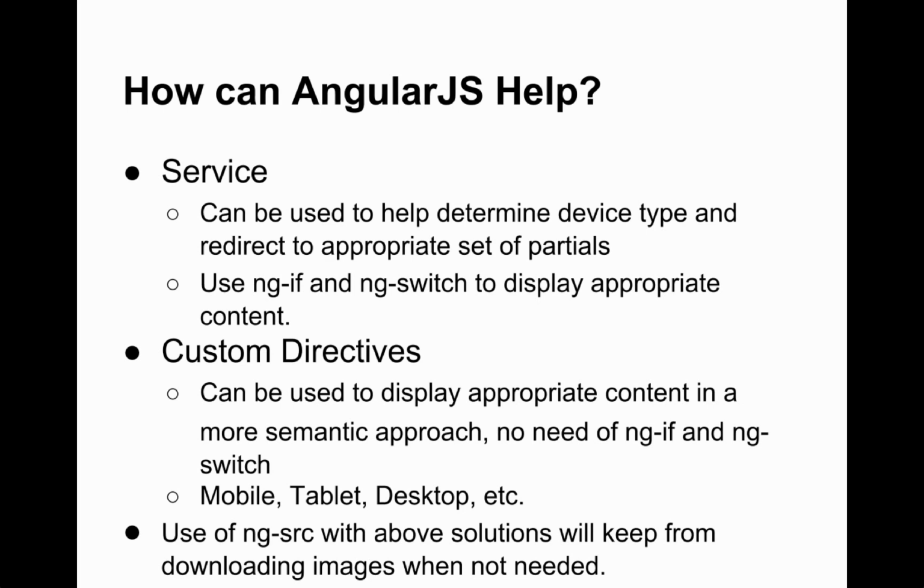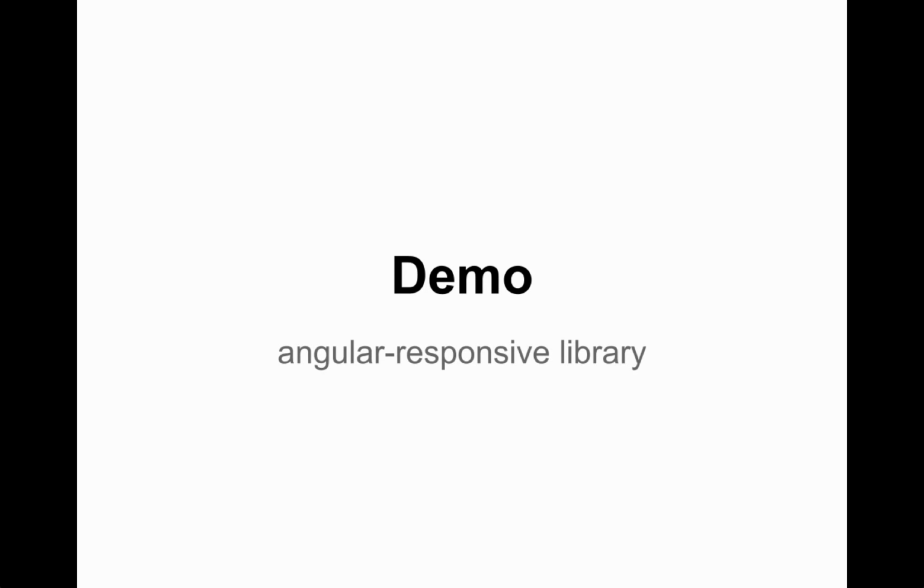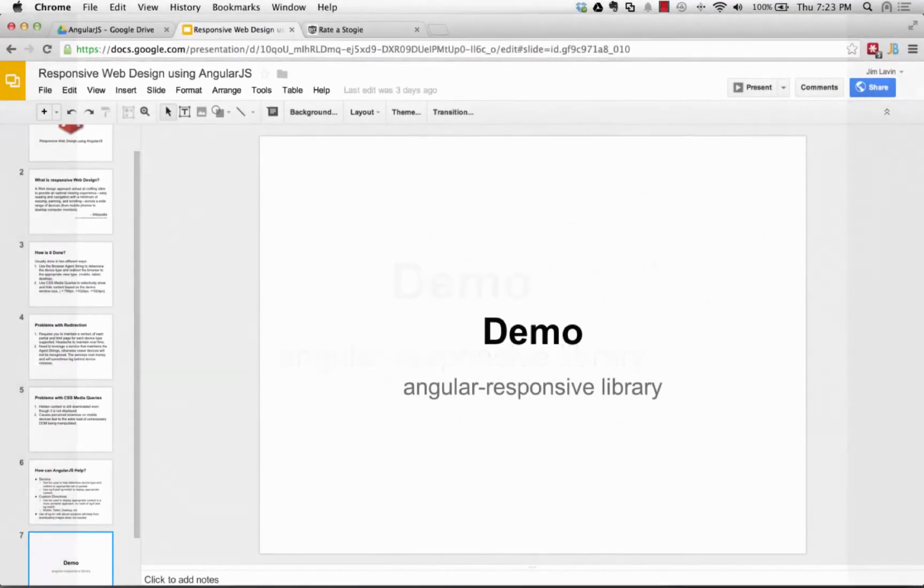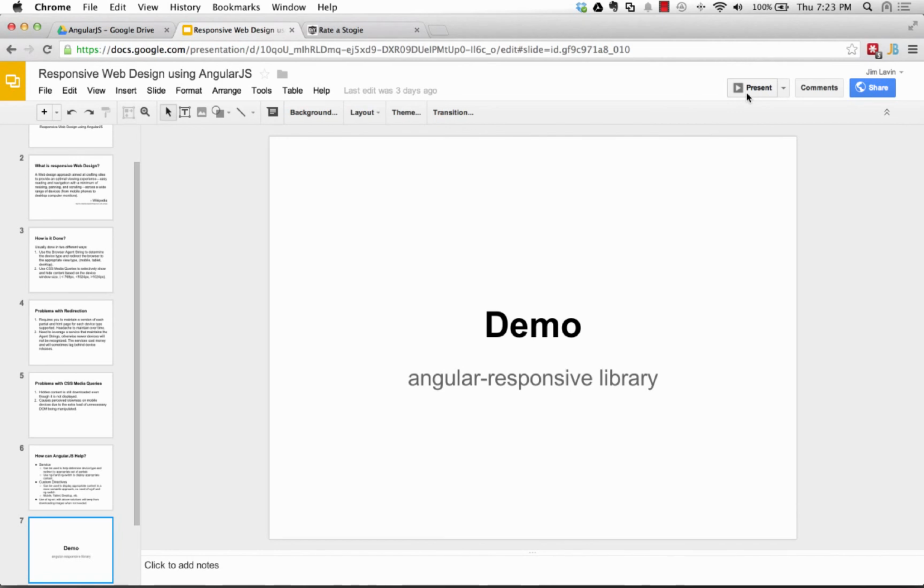So I'm going to go through two different versions. The first one is the redirect using a service, and we're going to feed that into our route configuration. At the time we set up our routing, we're going to determine: are we a mobile device or a tablet? And then we'll redirect everything appropriately.